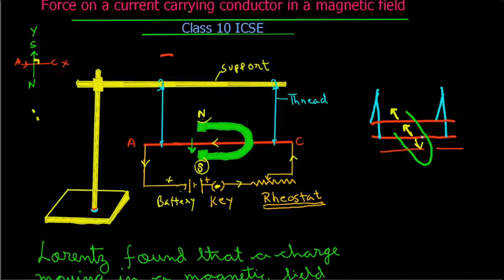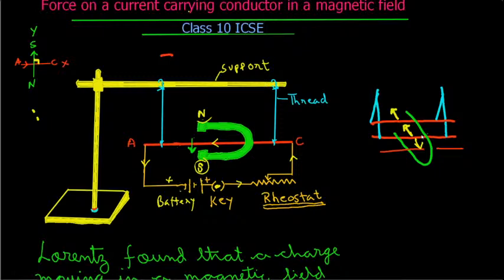When I increased the current, it moved to a greater distance out of the page. When I reversed the direction of current, it went into the page. Now I increase the current and it goes further into the page. I reverse the magnetic field and now it again starts coming out of the page. I once again reverse the direction of current and now it goes in. And if I bring in one more magnet, then it goes to a greater distance.